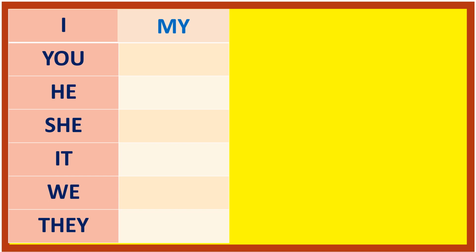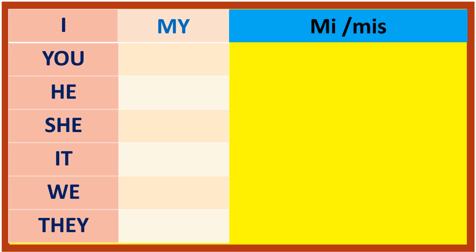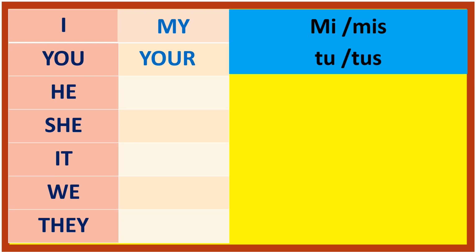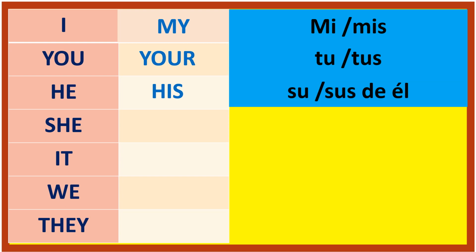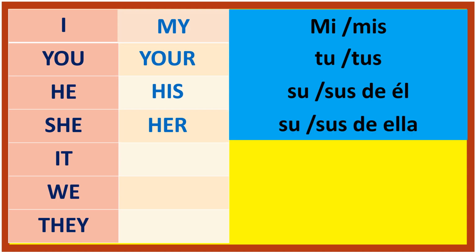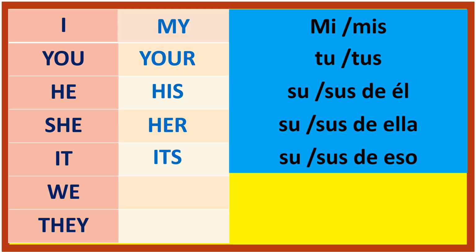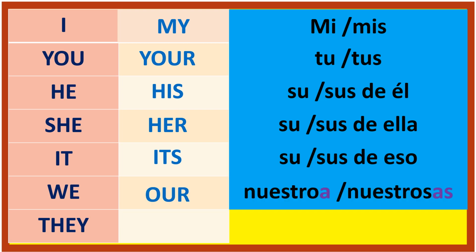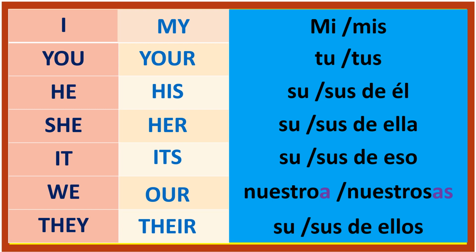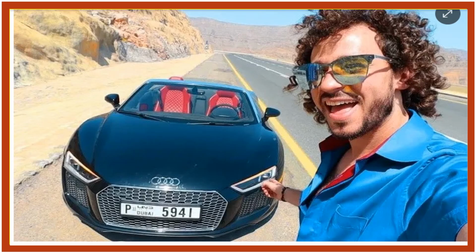Okay, meaning: my means mi or mis. Your, tu or tus. His, su, sus de él. Her, su, sus de ella. Its, su, sus de eso. Our, nuestro, nuestra, nuestros, nuestras. Their, su, sus de ellos.